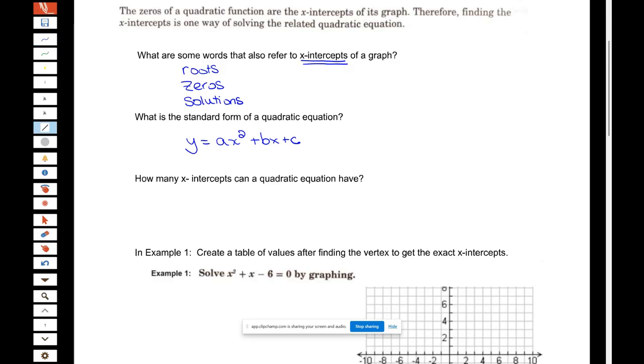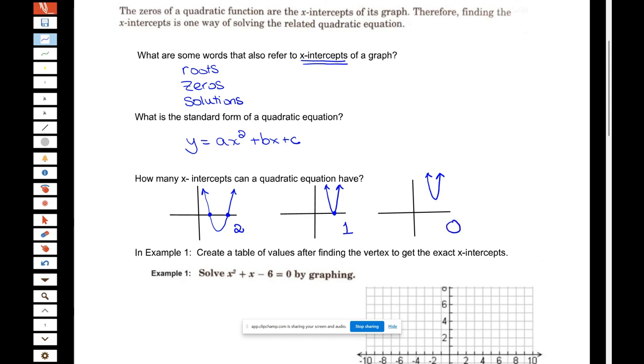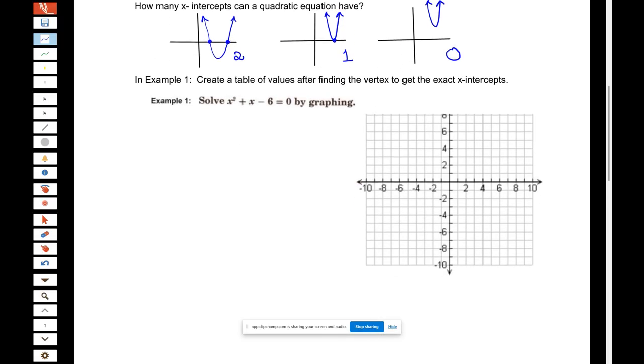How many x-intercepts can a quadratic equation have? Well, there are 3 possibilities. One is if it intersects the x-axis twice, then it has 2 x-intercepts or 2 solutions to the equation. If it touches the x-axis at just one point, its vertex, then it has 1 solution. If it does not cross the x-axis at any points, it has 0 solutions. And we are going to be solving for these intercepts by graphing, so we'll be looking at the graph to see what they are.